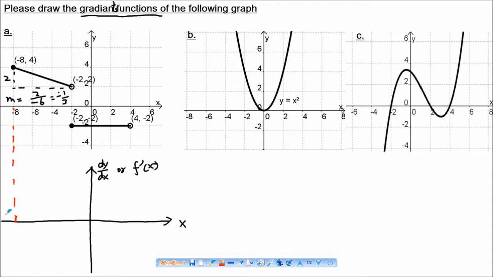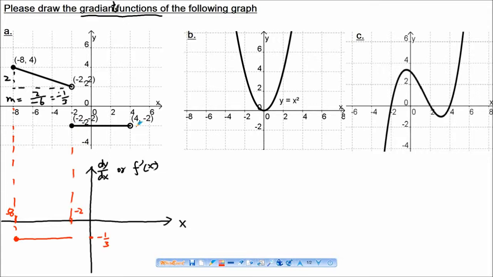To draw it on your graph, here is -8, and this here is -2, and you have to draw a straight line because the gradient is constant from x equals -8 to -2. The gradient is constant at -1/3. So you draw a straight line there, and it's -1/3.